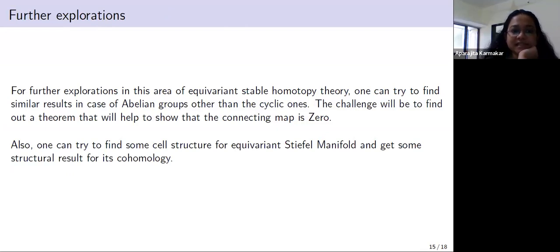For further exploration in this area of equivariant stable homotopy theory, one can try to find similar results in the case of abelian groups instead of looking at cyclic groups only. The challenge will be to find theorems that will help to show that the connecting map is 0. In the Z bar coefficients, once we shift from Burnside coefficients to Z coefficients, we have the theorem which ensures the connecting map is 0. But for abelian groups, we don't yet have that. So this can be a way to explore further.